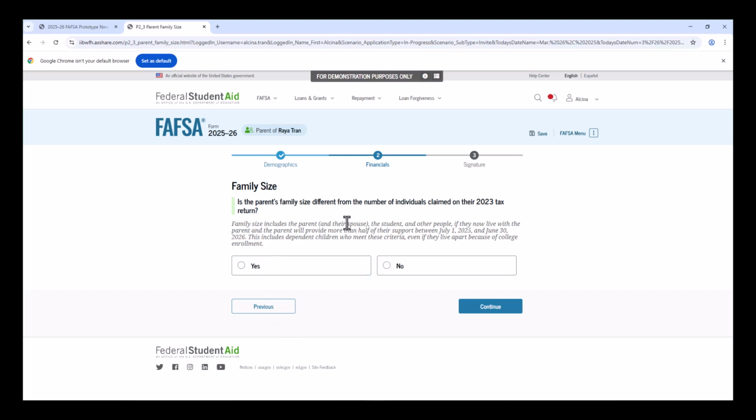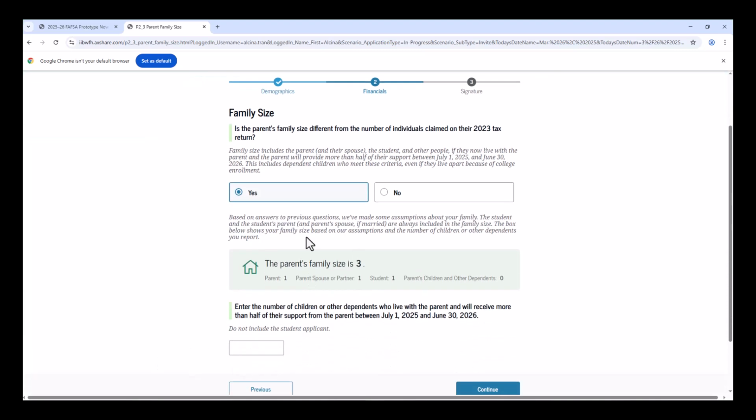It is then asking what your family size is. Okay, so it says here family size includes the parent and their spouse, the student, and other people if they now live with the parent, and the parent will provide more than half of their support between July 1st of 2025 and June 30th of 2026. So this includes dependent children who meet these criteria even if they live apart because of college enrollment. Okay. We are making it a best practice to select yes here so that we can see what has been actually pulled over from those taxes.